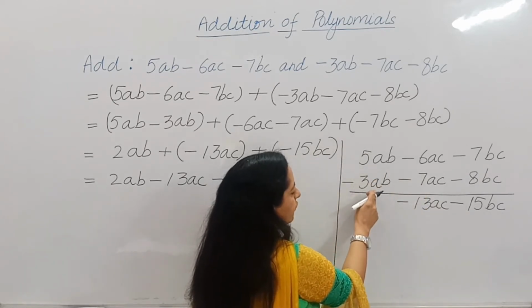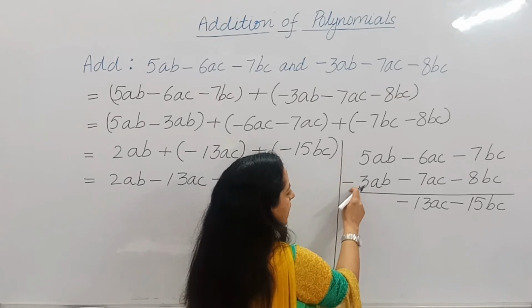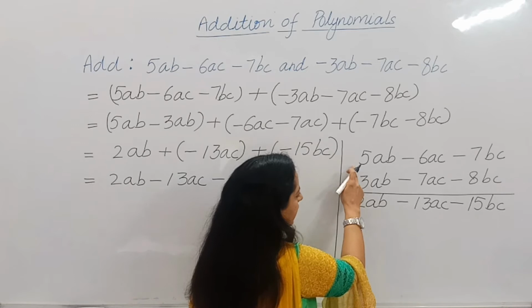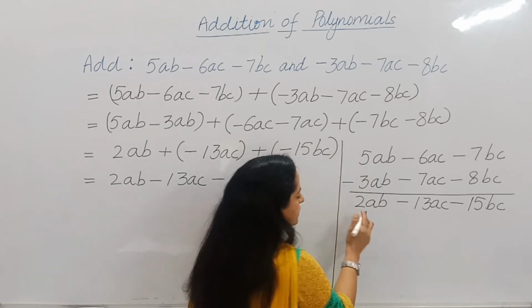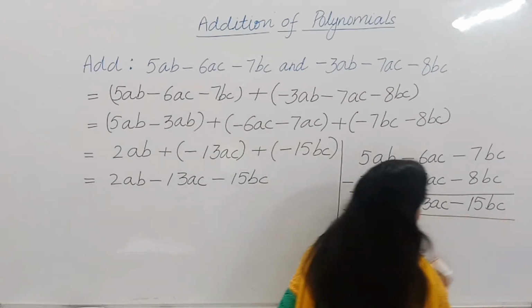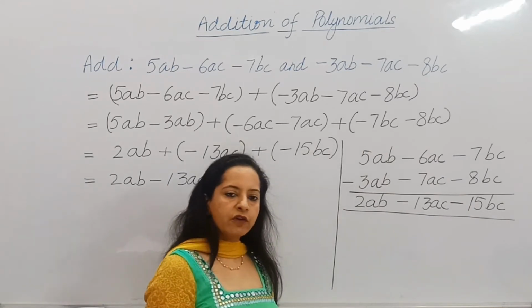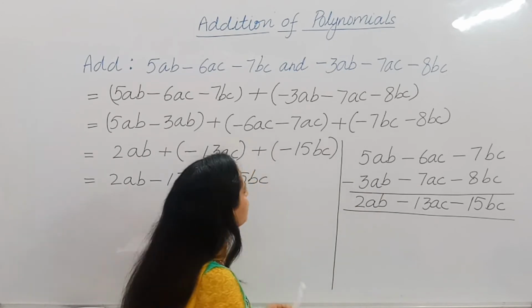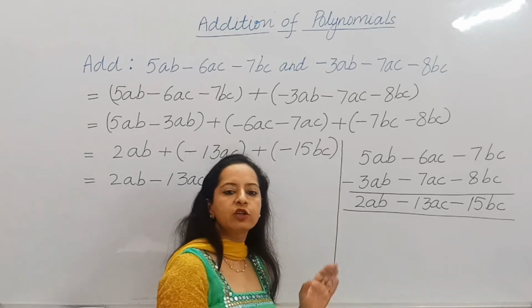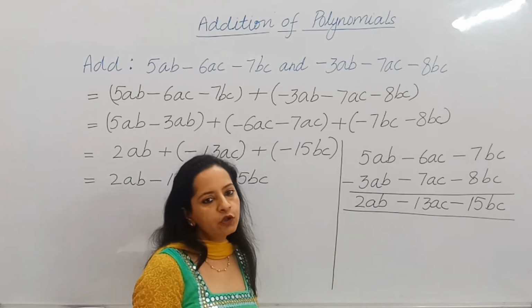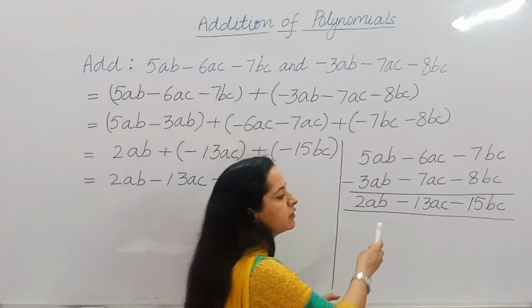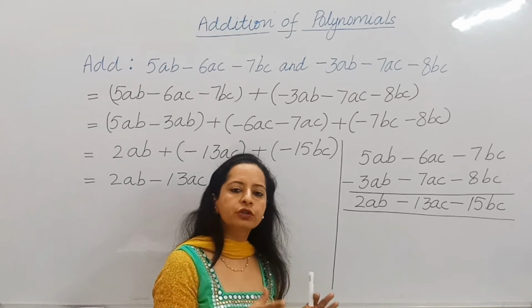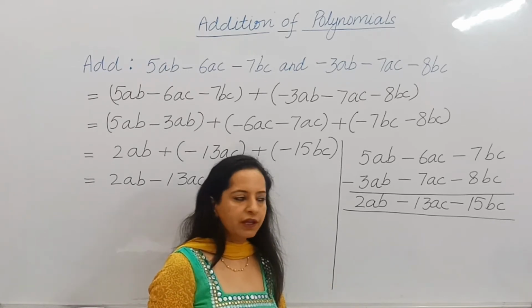Here with the literal coefficient ab, different sign we subtract. 5 minus 3, 2, and the sign is of the greater number. 5 being greater, the sign will be positive and we do not write the positive sign. Now if you see, while doing the column method, we have skipped so many steps and writing it and doing it is quite easy. So I also personally prefer the column method for adding and subtracting of polynomials. But since I have taught you both, you can opt for any of the methods.